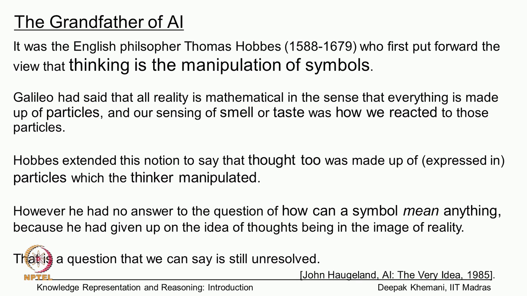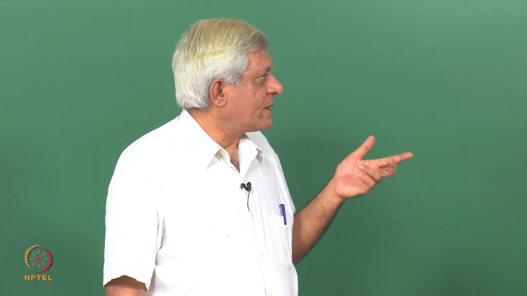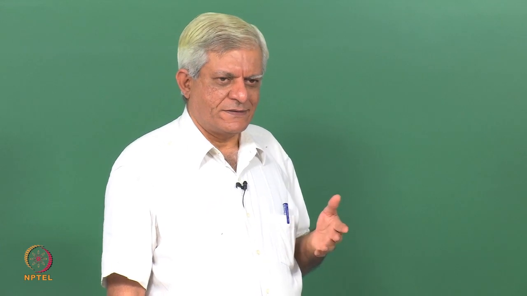He was a political scientist and philosopher and so on. So, he says that thinking is a manipulation of symbols. Galileo had said that reality is mathematical in the sense that everything is made up of particles, and our sense of smell and taste is how we react to these particles. So, when we sense a smell, we are actually reacting to some particles emanating from the food or whatever that we are smelling. Hobbes extends this notion to say that thought too was made up of particles which the thinker manipulated essentially.